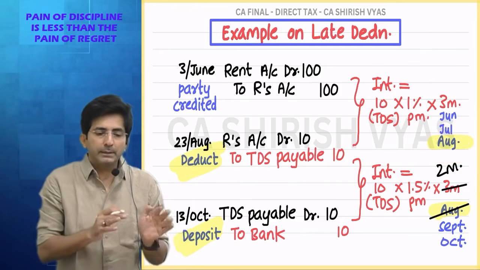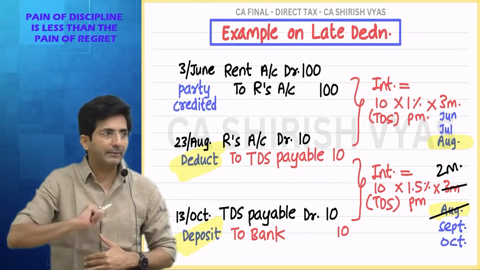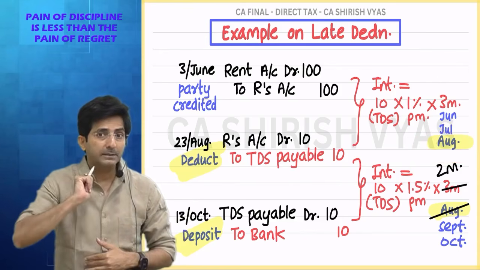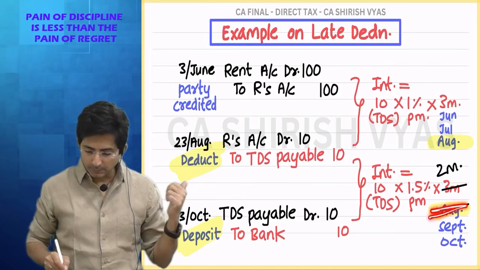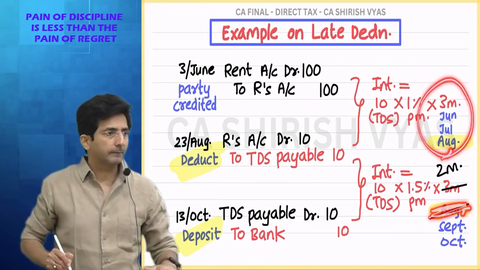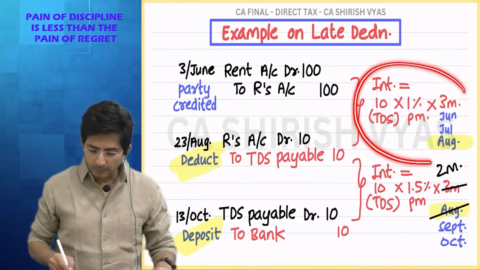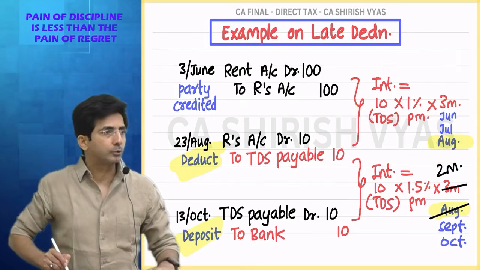See, there is a sequence. First you deduct, then you deposit. Depositing is the second activity. It gets the second preference. So that's why August is not taken in late deposit. It is counted in late deduction. So what is the right answer? Above, interest will come for 3 months and this will come for 2 months only.